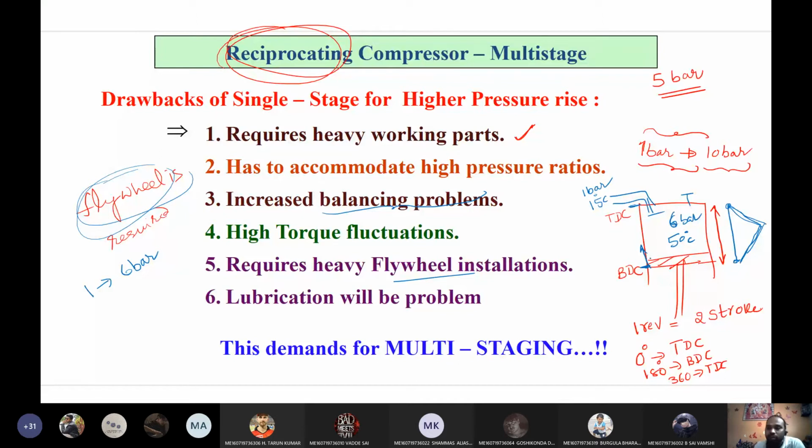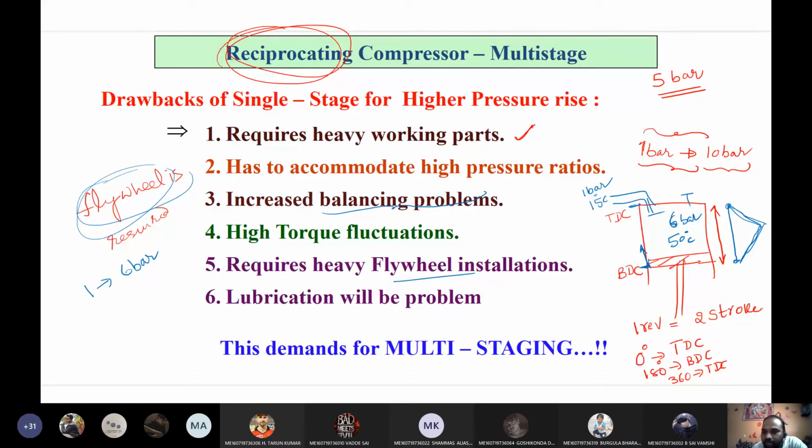As we know, wherever there is relative motion, there are chances of friction. If you don't arrest or minimize the friction, what will happen? Heat will be generated, and wear and tear of the parts will take place, right?